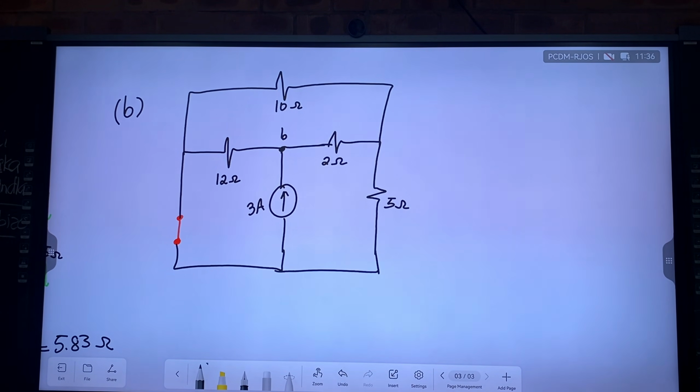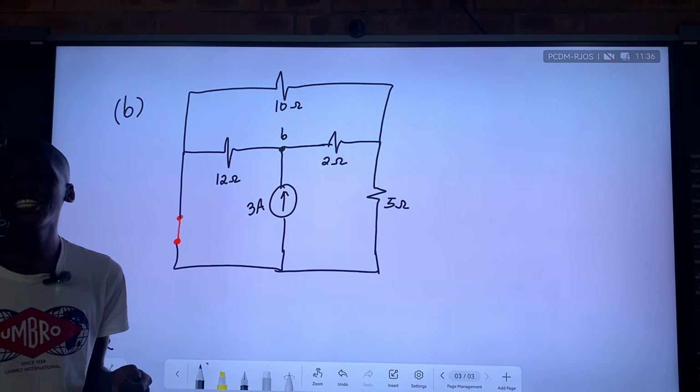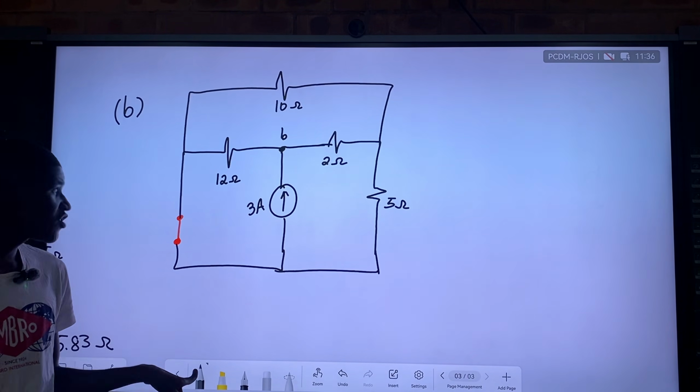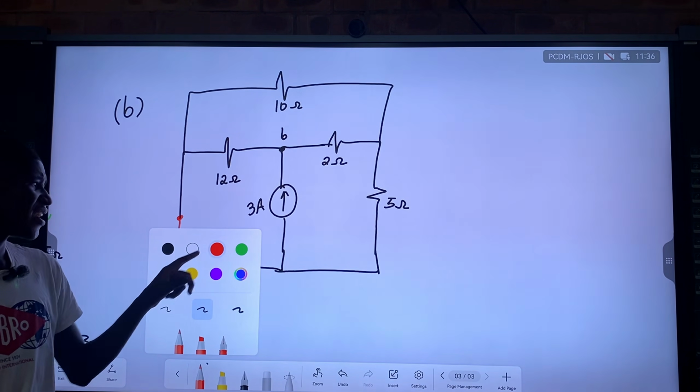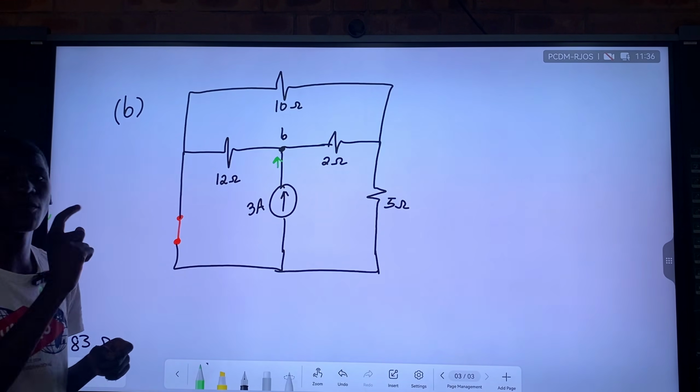How do we find how much current is going through the 5 ohms? How does our current split? Look here. It will split at node B, right? Yes. This current of 3 amperes will split here at this terminal, node B.